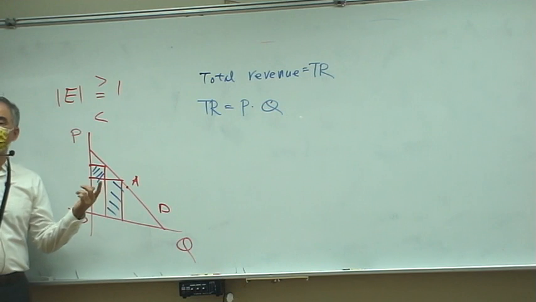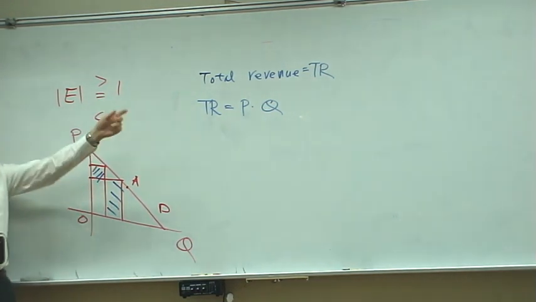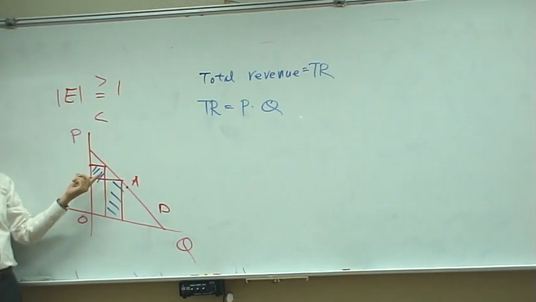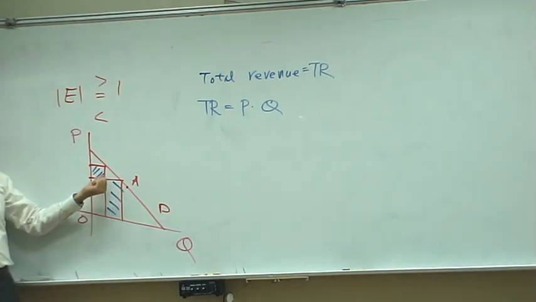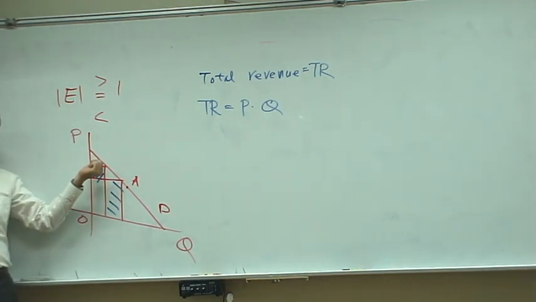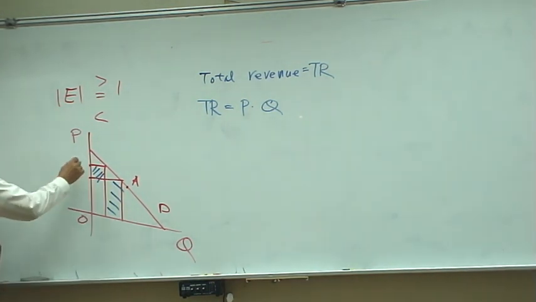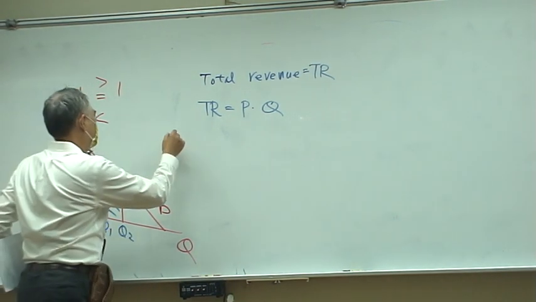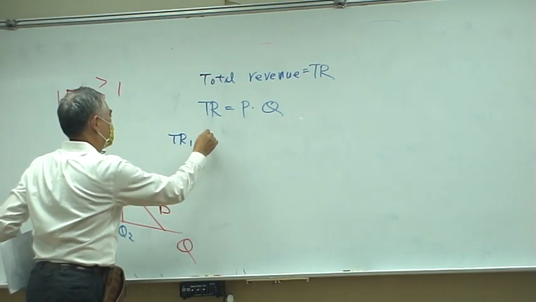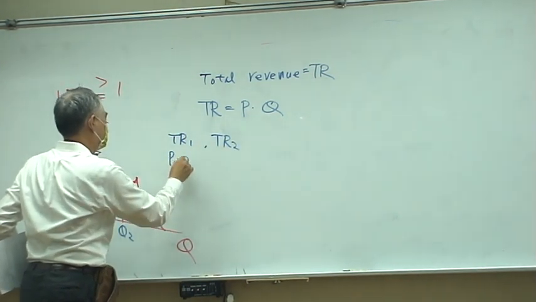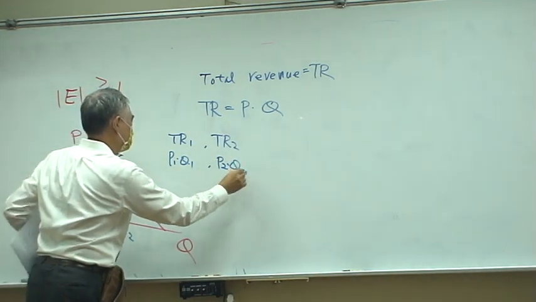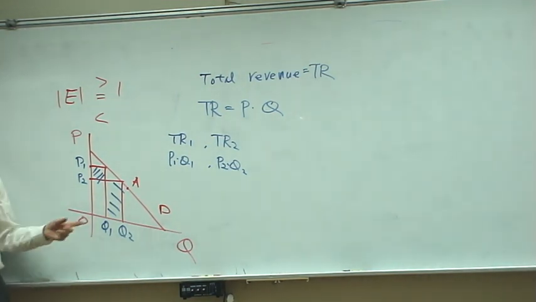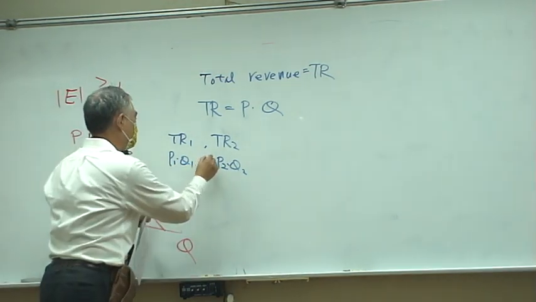So if the product itself is very elastic, it means the price elasticity of demand is greater than 1. So what happened? You decrease the price. Here is the revenue that is gone. But now, let us say this is P1, Q1, and here is P2, Q2. So can you tell me what's the relationship between TR1 and TR2? That's P1 times Q1 and P2 times Q2. So this one is greater than that one.